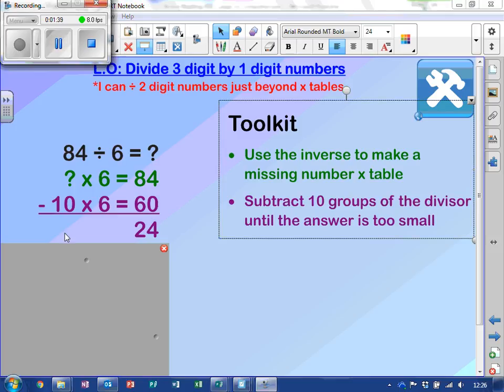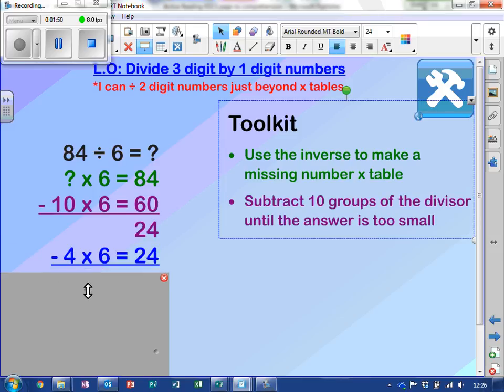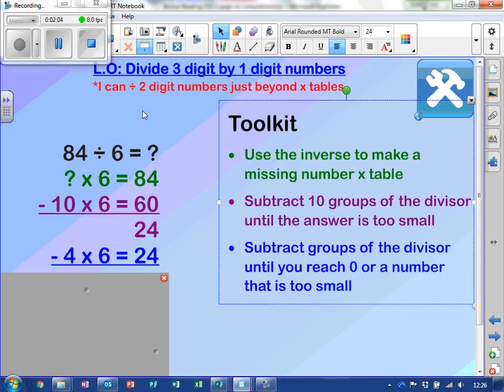Now the number is below 60, it should be in the 6 times table or maybe near the 6 times table. So I could use my 100 square or just use my times table facts, and I know that 4 times 6 is 24. So I'm taking away another 4 groups of 6. Okay, so taking away groups of 6 until I get to 0 or a number that's too small to reach. In this case, I've gone to 0.